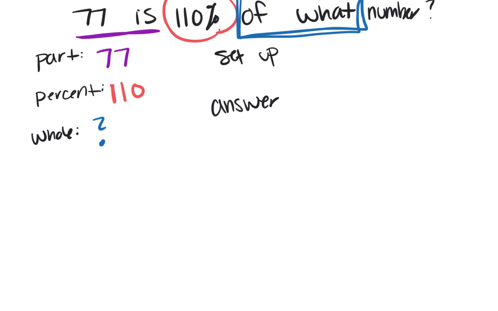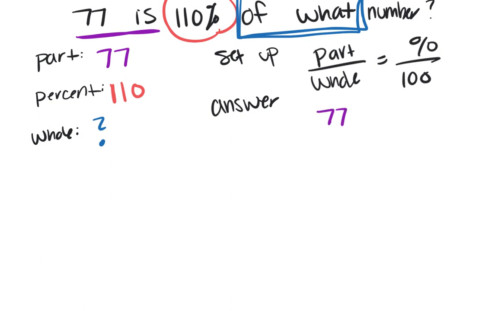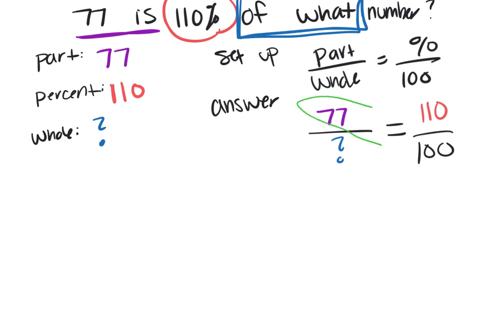So our setups, there's two of them that we'll use, is the part over the whole equals the percent over 100. I'm just going to take those words and replace them with the numbers. So the part is 77 over the whole, the thing we don't know, equals my percent, 110, over 100. So I sorted them, part over whole equals percent over 100, and now I'm going to cross multiply.